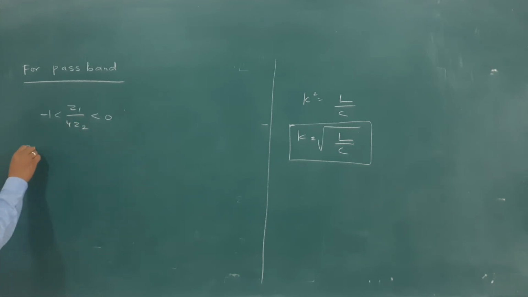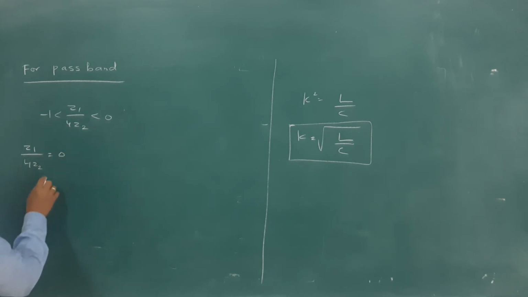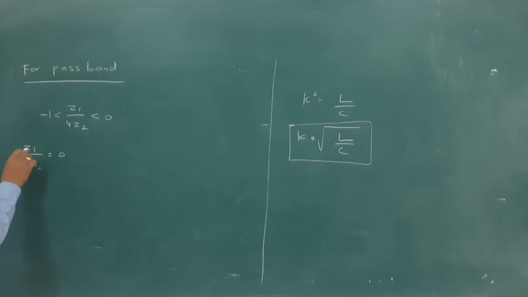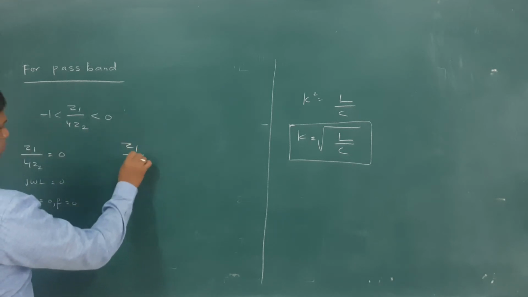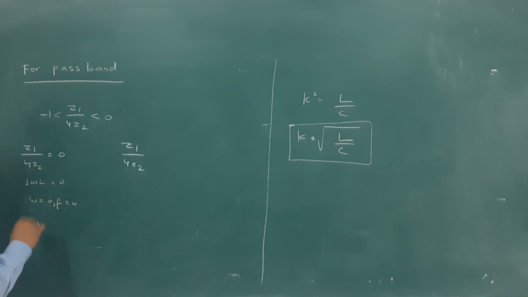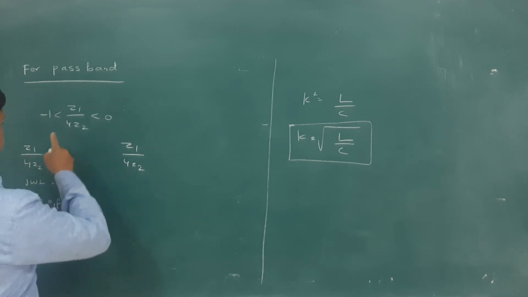Z1 by 4 Z2 is equal to 0. Suppose we assume that Z1 by 4 Z2 is equal to 0. Then Z1 is j omega L already. J omega L is equal to 0, nothing but omega is equal to 0 and f is equal to 0. That means that if you take the value of the characteristic impedance Z0T, when Z1 by 4 Z2 lies in this range, then omega is equal to 0 and f is also 0. That means frequency is 0 when Z1 by 4 Z2 is equal to 0.